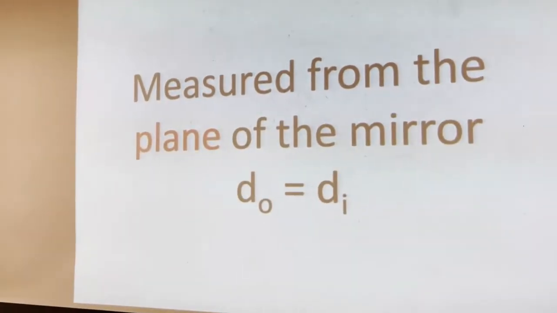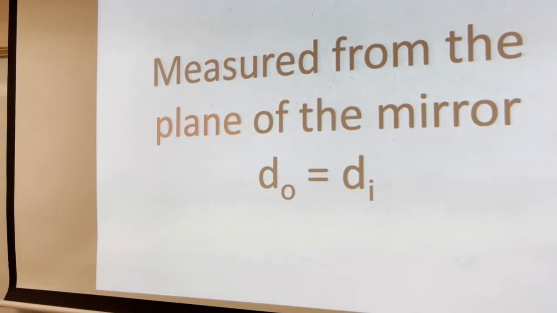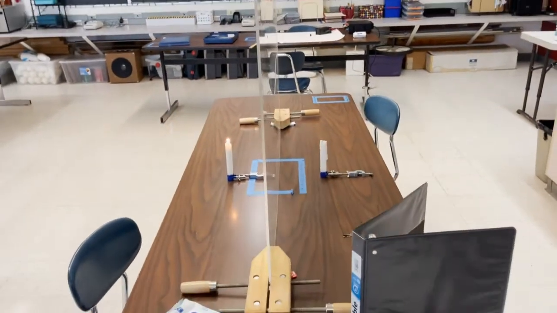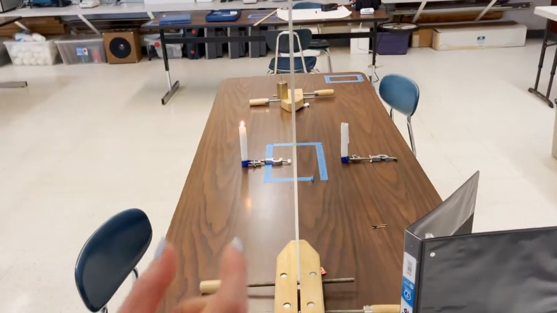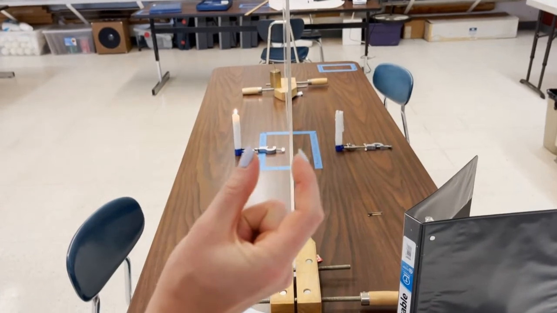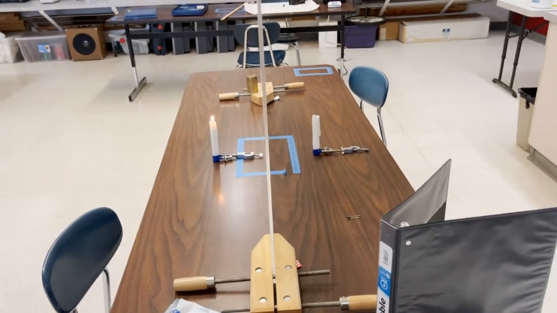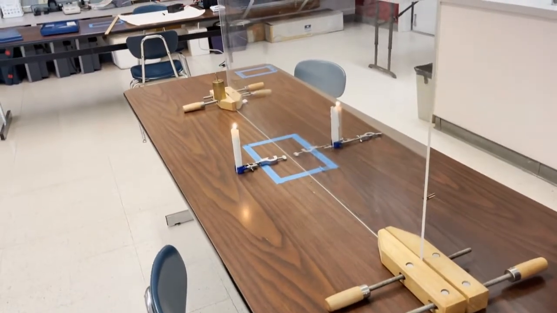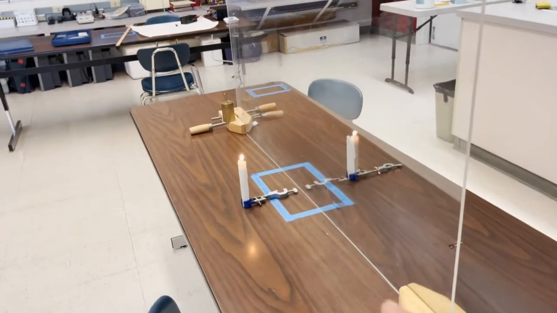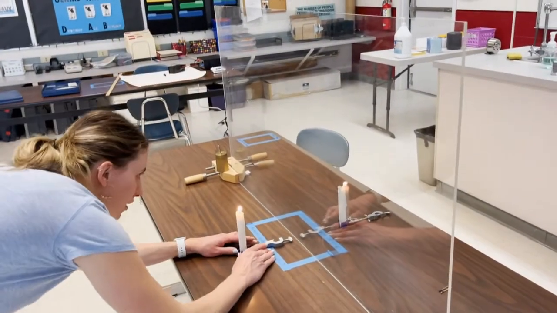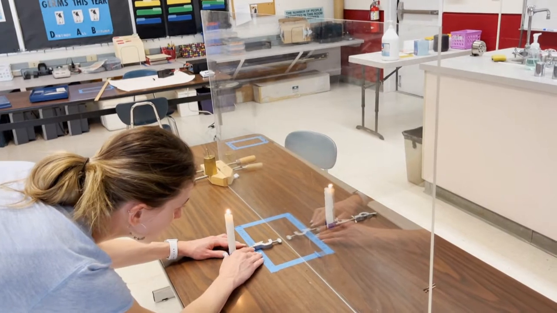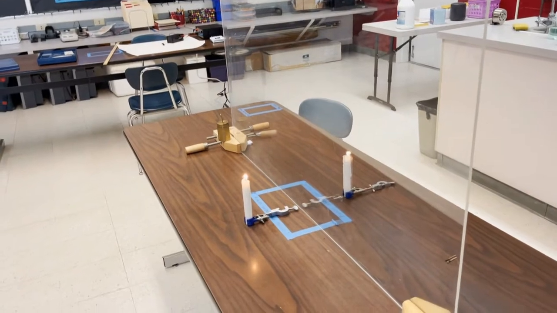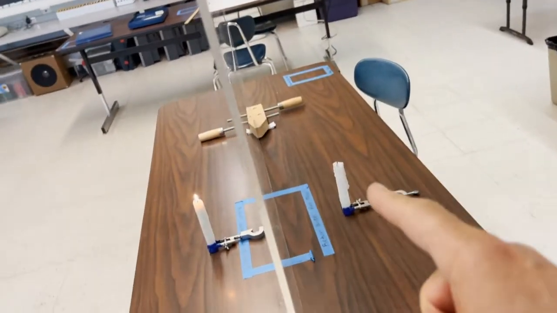So, measured from the plane of the mirror, the distance of the object is equal to the distance of the image. So what does that mean? One of the things we want to try to do is you can see where the mirror is, and that distance has to be the same. It's not exactly in the right spot, so let's adjust it. We'll move the front candle a little bit forward. Right there. Now the distance to the image is the same as the distance to that candle that's not lit.